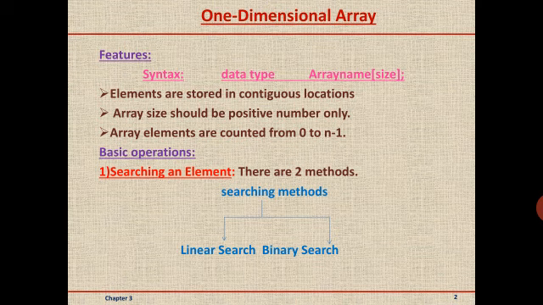On array, we can perform various operations like searching, sorting, insertion, deletion, merging, etc. So the first operation on array is searching. Searching means finding the location of the element in the array. Basically, there are two important searches. First one is linear search, second one is binary search method.